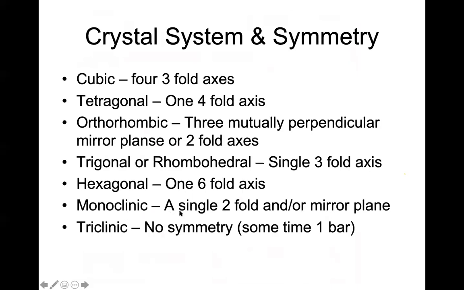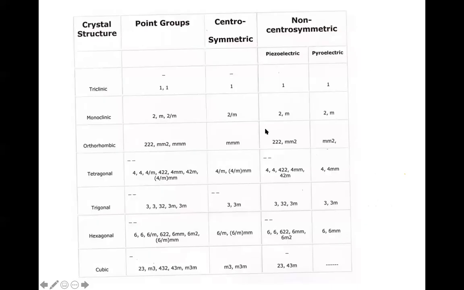Okay, monoclinic: a single two-fold axis and/or a mirror plane. So it's very clear: 2, m, or 2 over m. I already told you 2 over m possesses a center of symmetry, and these two do not. So 2 over m is centrosymmetric, and 2 and m are non-centrosymmetric. When you are looking for ferroelectric property, you should not look at material which has this symmetry, because it will not give you the property.